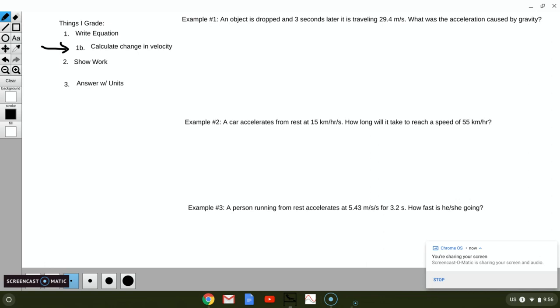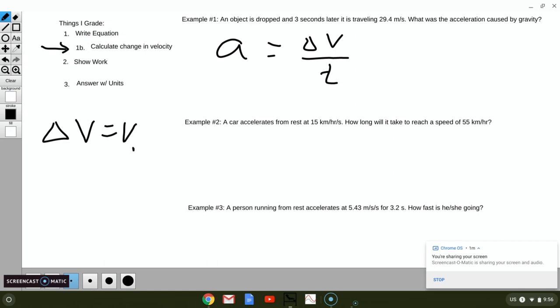So the equation, write the equation. The equation for acceleration is equal to change in velocity over time. Now, if you remember, this symbol right there means change in. So if I write change in velocity, that's how you would read that. The change in velocity is simply how much the velocity changes. To do that, you just subtract. You take the final velocity and subtract the initial velocity. So that's all it is.